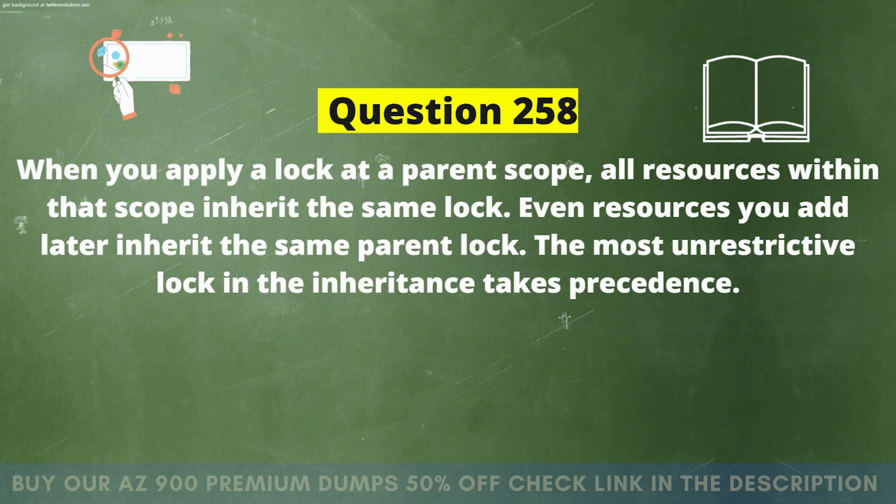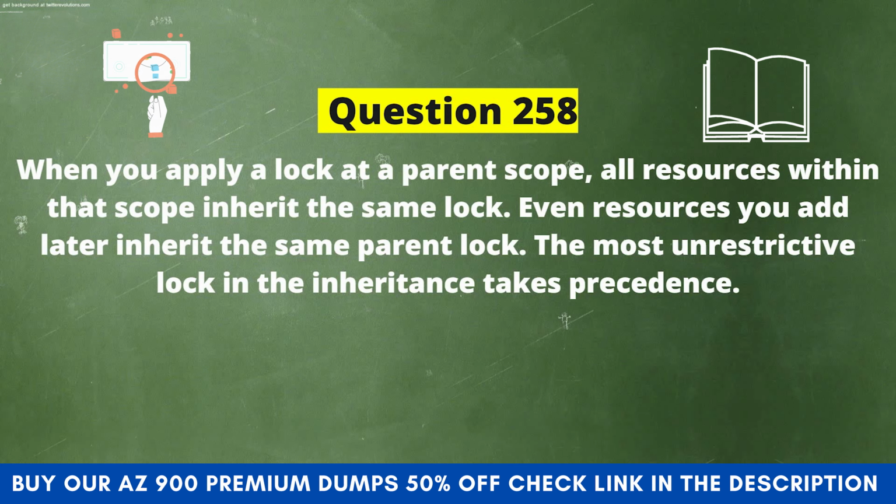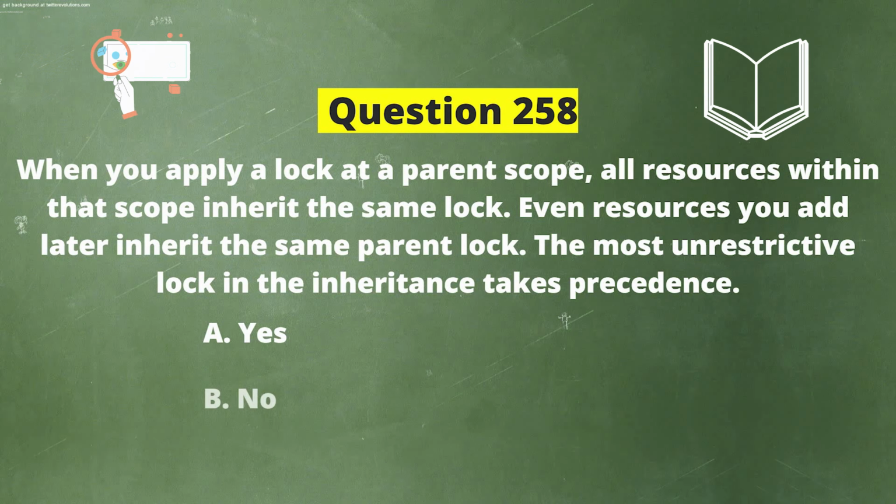Question 258. When you apply a lock at a parent scope, all resources within that scope inherit the same lock. Even resources you add later inherit the same parent lock. The most unrestrictive lock in the inheritance takes precedence. Is it yes or no? And the correct answer is no.